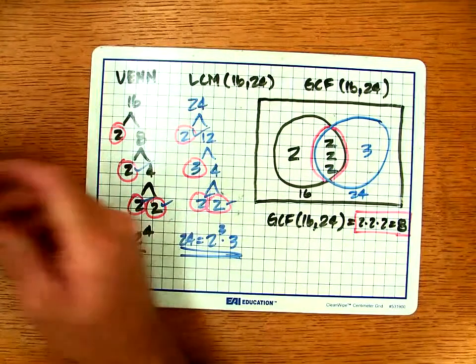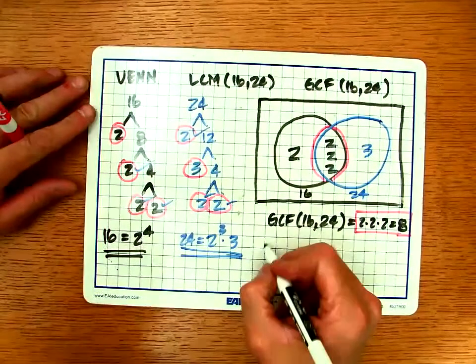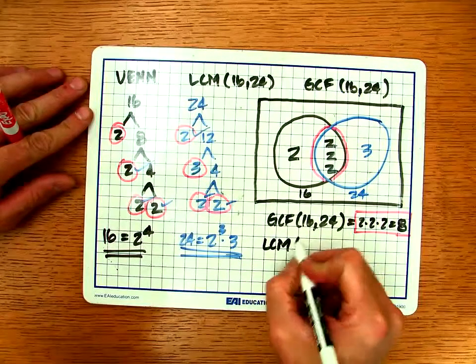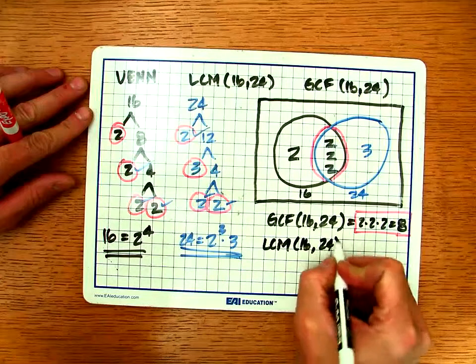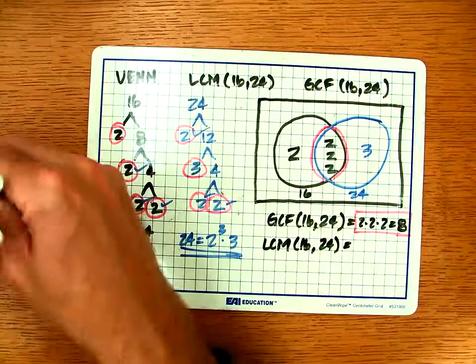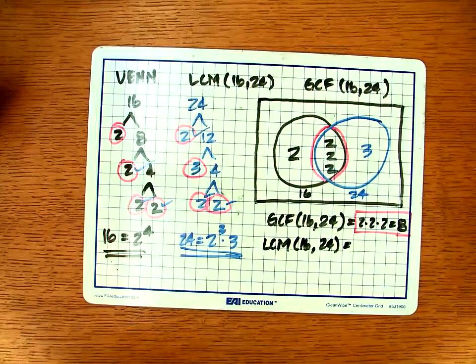Okay, so now think to yourself, where would the least common multiple of 16 and 24 be? I'll go ahead and give you 15 seconds to think about that as well.